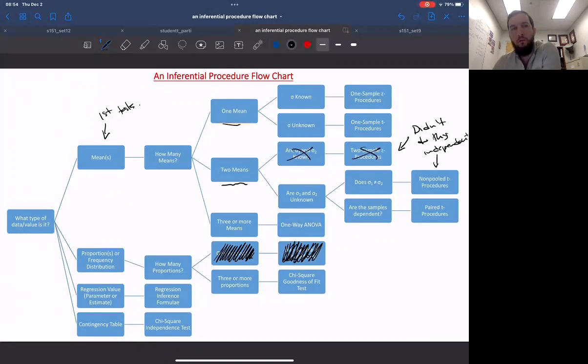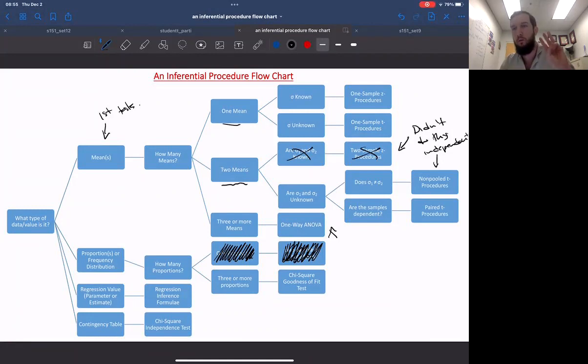We also talked about the ANOVA procedure in lecture set 11. This is how we test for a difference among 3 or more means. So the ANOVA is basically a generalization of the 2 sample test. We're moving from 2 to 3 or more samples, and we use the ANOVA in that situation where we have 3 or more samples.